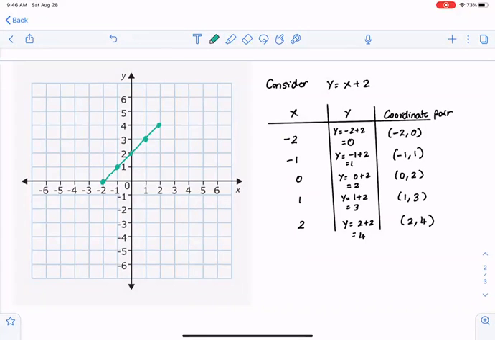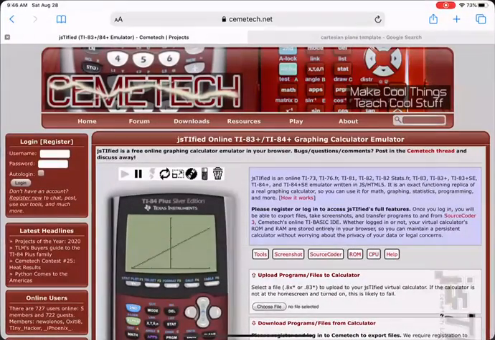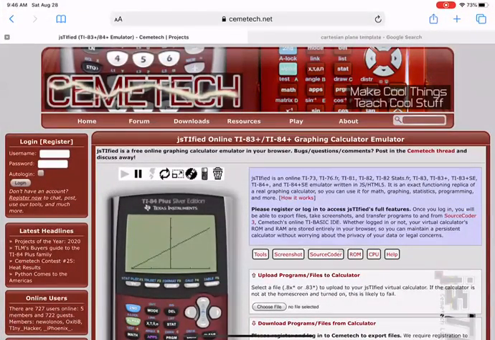So what we drew between -2 and 2 is what we see here. In most cases in this class, we would go from -10 to +10 for the x values, and -10 to +10 for the y values. That's typical and that's good enough.